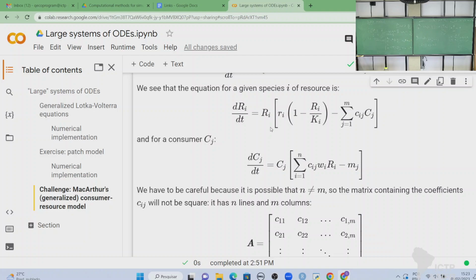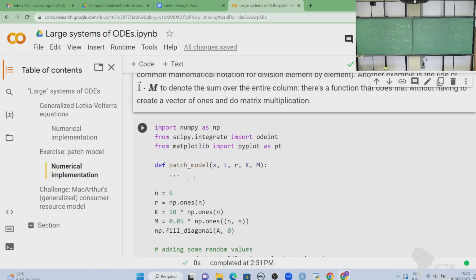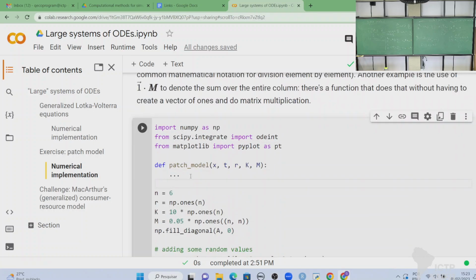I have to divide my X array into two parts: the first part are the equations for the resources, the second part are the equations for the consumers. So this is quite a bit more complicated to write in terms of the R and C vectors, okay? So that's why I'm not proposing this as an exercise, I'm proposing it more as a challenge, okay? But for now I want you to work on the patch model, because I'm going to use this also for tomorrow's class, okay? So yeah, time to work.